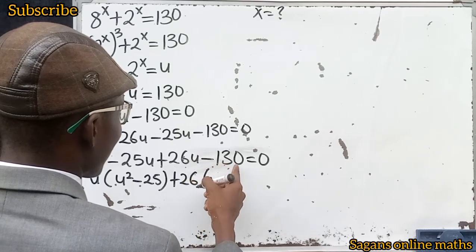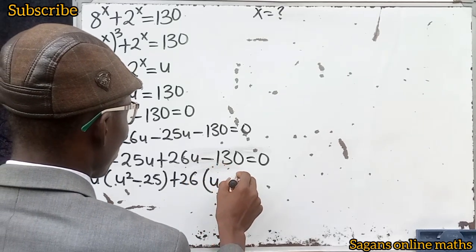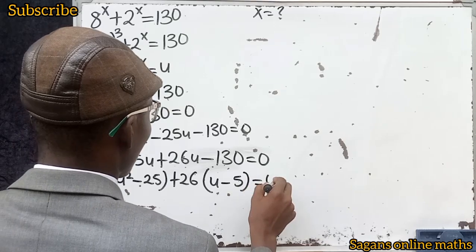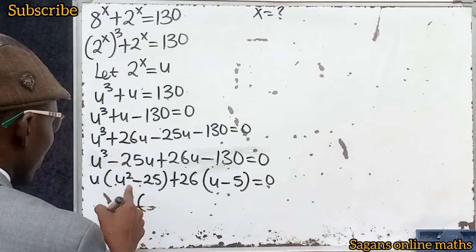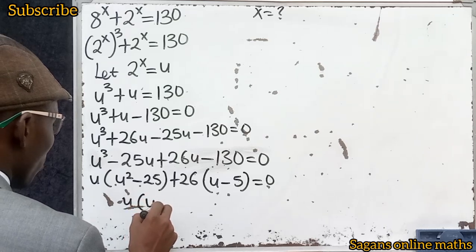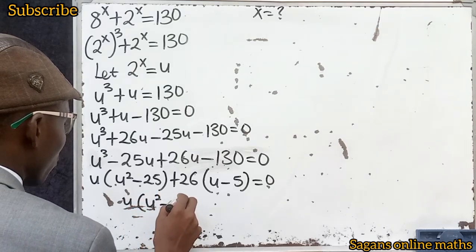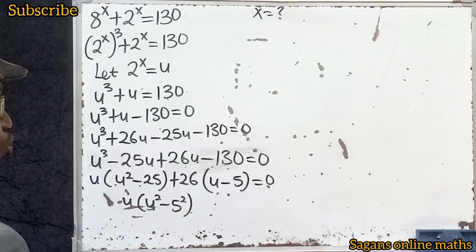Then minus 130 divided by 26 will give us minus 5. All this equals 0. Now this becomes u into this. You can see that we can also write this as u to the power of 2 minus 5 to the power of 2. Remember that 5 to the power of 2 is 25.